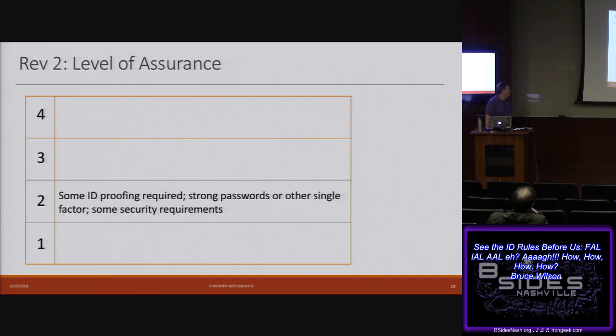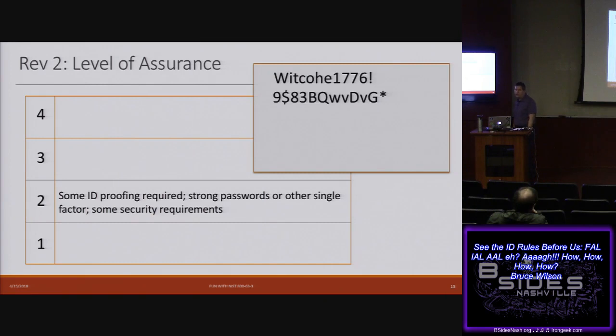Level 2, some identity proofing is required, some restrictions on passwords, so they had to be strong passwords or some other single factor, and there are some security requirements. Actually, level 2 does require salting and hashing, for example, that I will get into. And you get into some of these more complicated passwords. The second one is actually randomly generated. The first one is one of these things that is talked about in some of the NIST publications for those who are students of history: "When in the course of human events, 1776." So these sort of passphrase kinds of things come out of this. No, I do not use either one of these passwords.